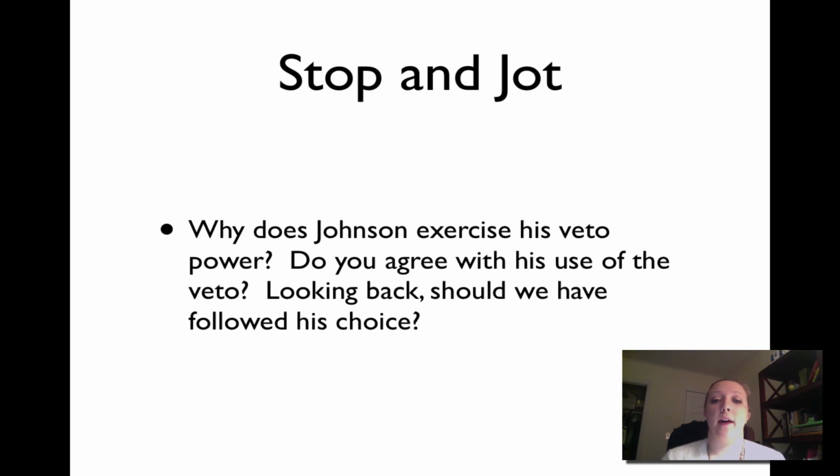Take a minute right now: why do you think Johnson exercised his veto power? Do you agree with his use of the veto? Looking back, should we have followed his choice?